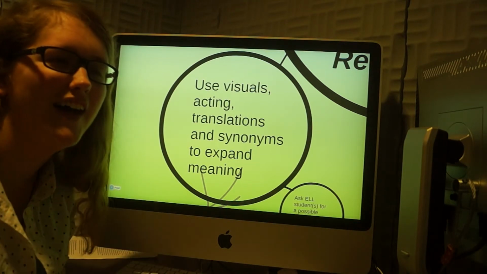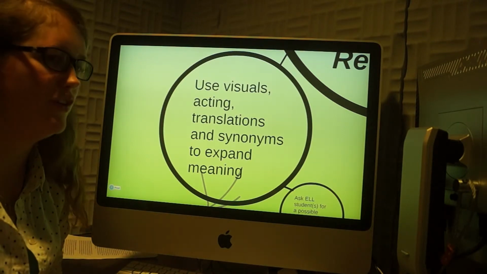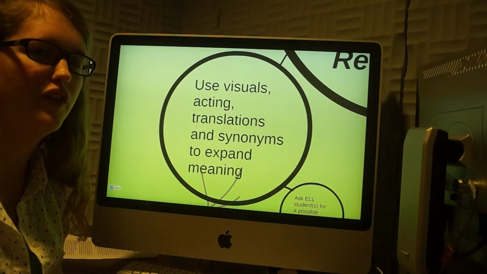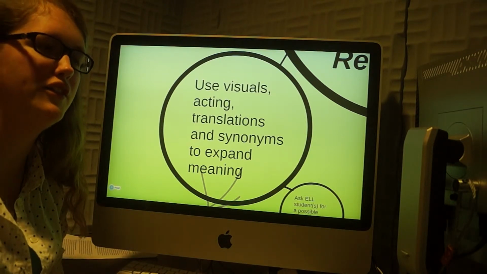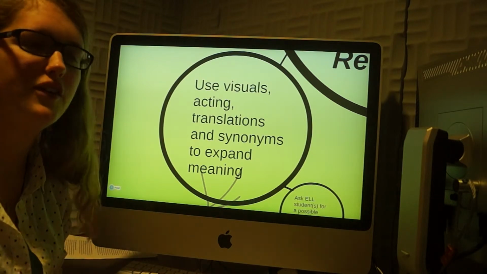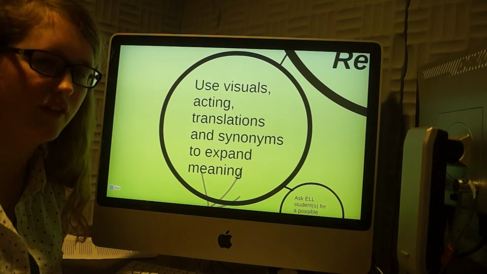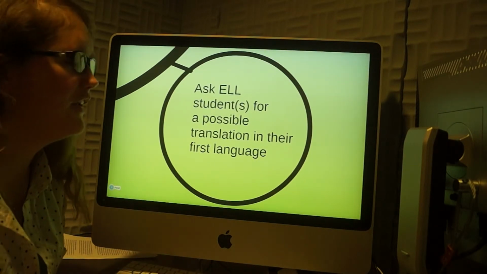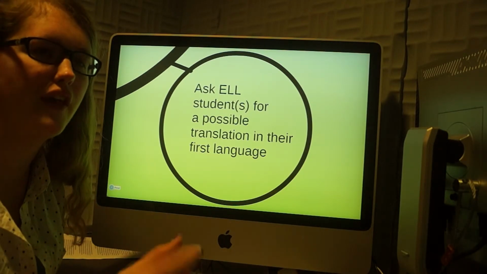Thank you, Mrs. Pottle. Anyway, another thing to do is use translations and synonyms for the word, and have other words that mean the same thing, so they're like, oh, it means the same as process, or some other word like that. Or it could mean the same in their native language, and so they'll make that connection. And like I said, ask those ELL students for a possible translation, so then they can make that connection.